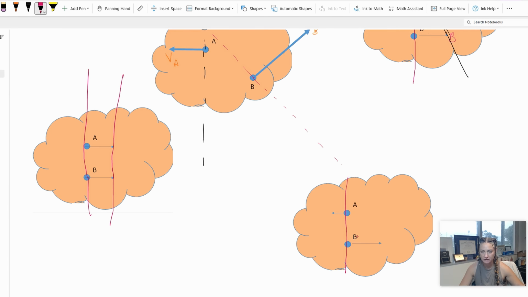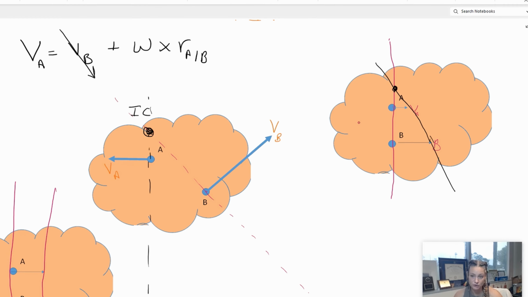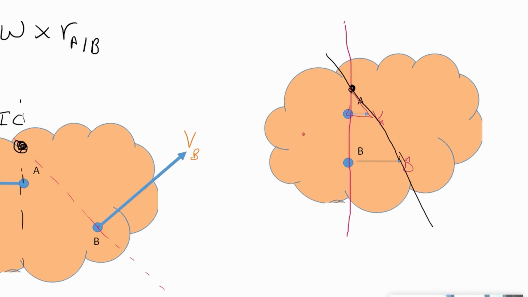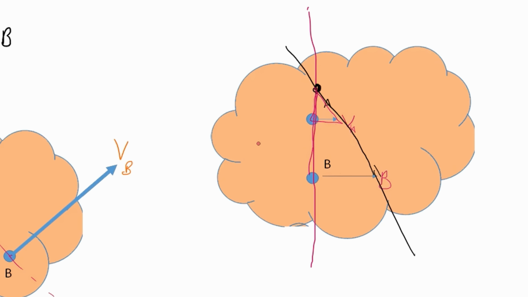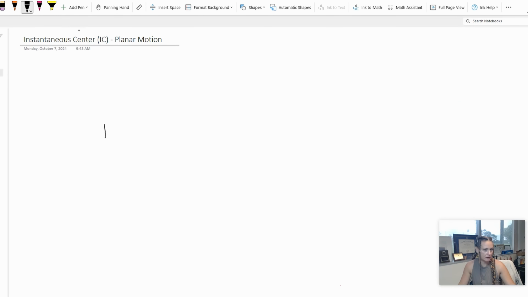So we're going to draw the perpendiculars, and then we're also going to connect the heads. So my IC is now going to be somewhere in the middle. And then if you have to find the actual value, which we're going to find in examples, you can use similar triangles. Like this would be a similar triangle to this. Okay, so let's just practice identifying where the IC is.